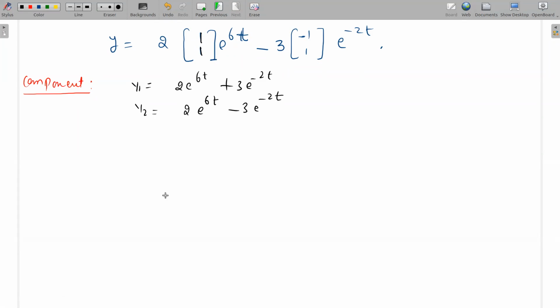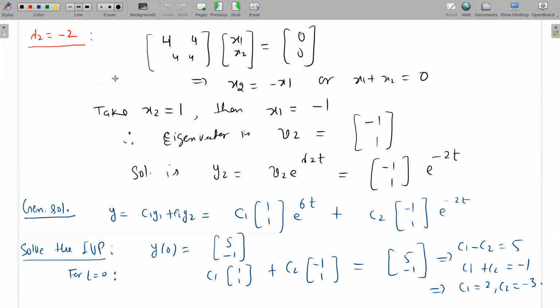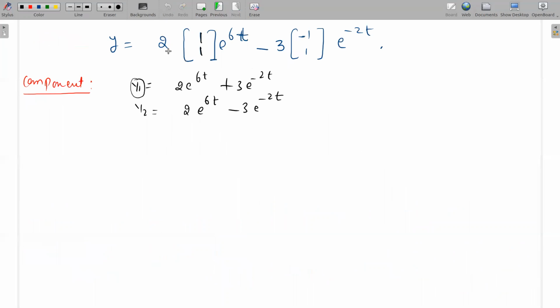And don't get confused with notations. This y1 and this y1, they are different. What are we calling y1? y1 and y2, these are column vectors. y2, so they are similar to y. What is y? y is a column vector. Okay, and component means the first component, whatever variable it is, I have written it in capital.